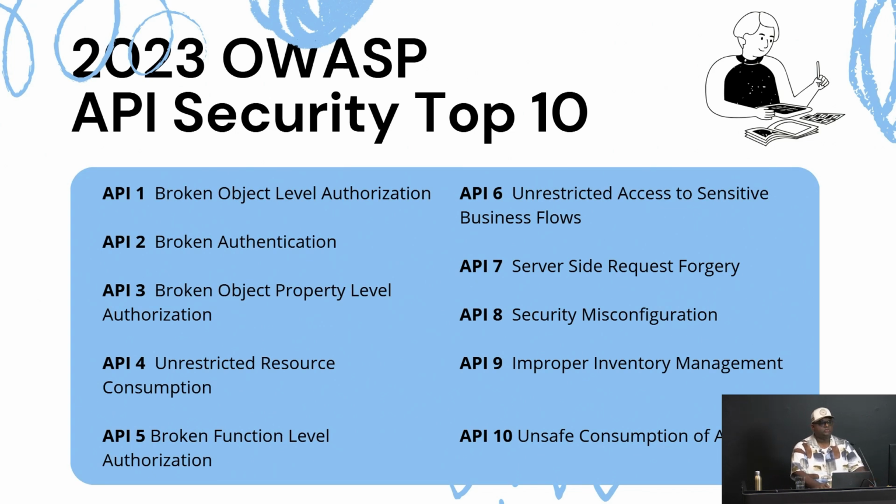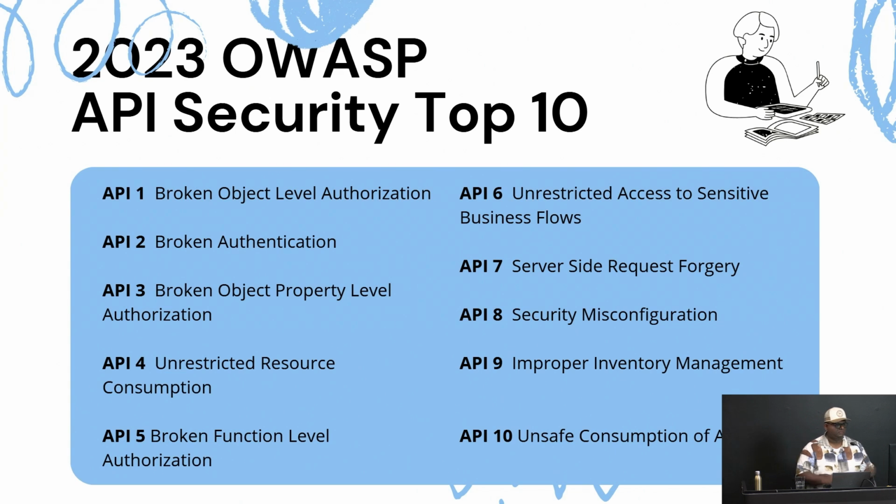So I'm sure when you are developing web applications, you might have heard of OWASP Top 10, right? There is a similar top 10 for APIs as well. The Open Worldwide Application Security Project has been doing this since 2019, and the latest version is 2023. They have identified the top 10 security vulnerabilities related to APIs.